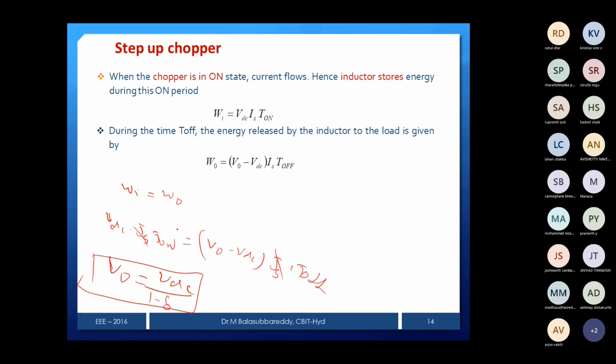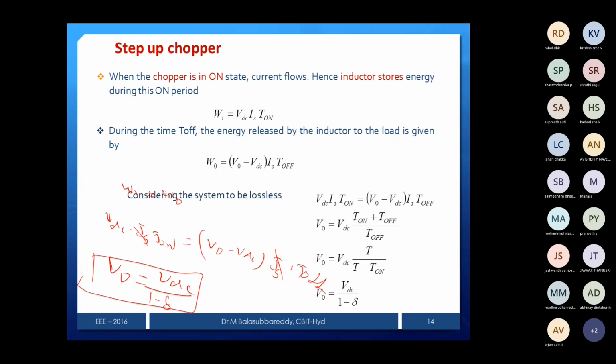How will this be obtained? By simplifying this equation and dividing both sides by T on. So V out is equal to VDC by 1 minus delta. Or you can see that I mentioned that also. V out is equal to VDC into (T on plus T off) by T off. Then T on plus T off is nothing but T. So T off I can write as T minus T on, and divide the numerator and denominator by T.